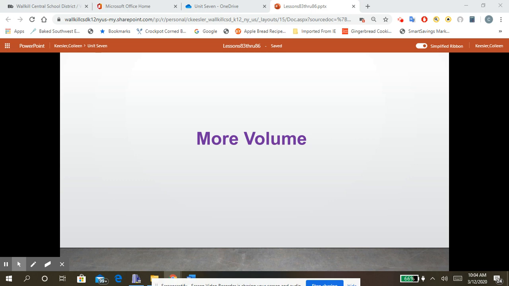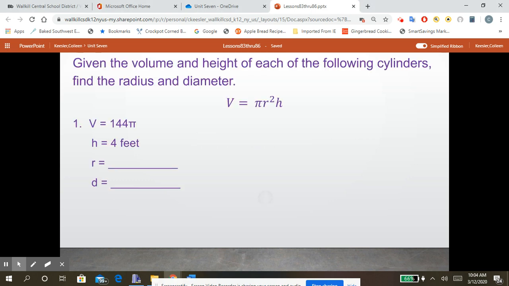Hi Math 8 students, today we're going to take a look at some more volume problems. Given the volume and height of each of the following cylinders, find the radius and diameter. Alright, so opposite of how we've been seeing it, we've been calculating the volume all along. Now we have to find the radius and the diameter given the volume.